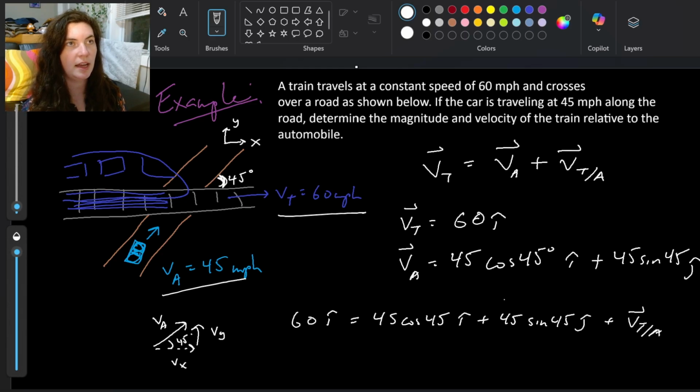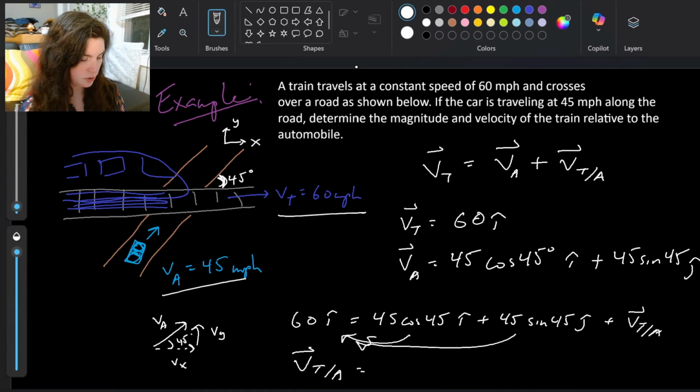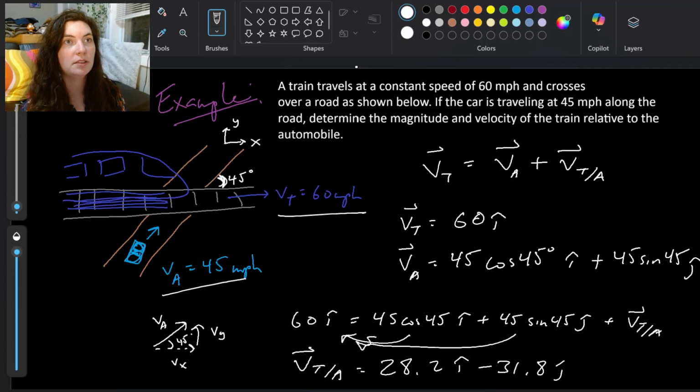t with respect to a, and then I'm going to go ahead and move those over, right? Move both of these terms over to the other side. Do a subtraction so that I get the velocity of the train with respect to our automobile. Plug it into a calculator, get some numbers. I get 28.2 I hat minus 38.1 J hat.